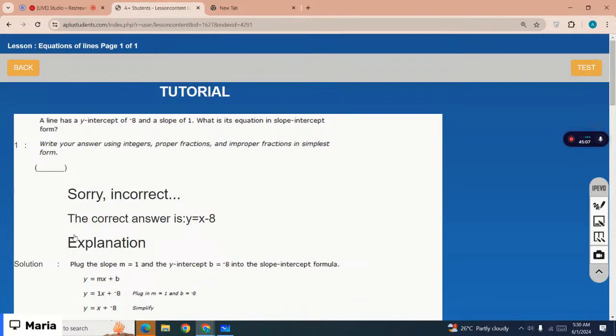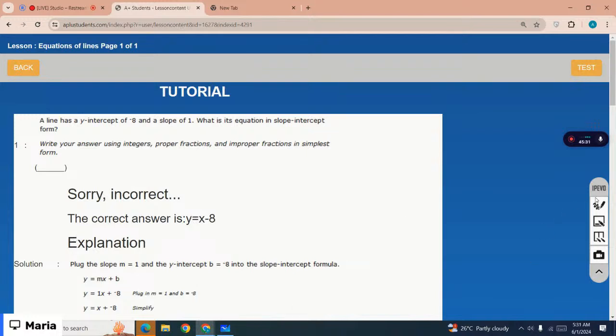A line has a y-intercept of -8 and a slope of 1. What is the equation in slope-intercept form? So you are given the y-intercept, right? That is -8. And the slope, that is 1. So you have to write down the equation in the slope-intercept form.